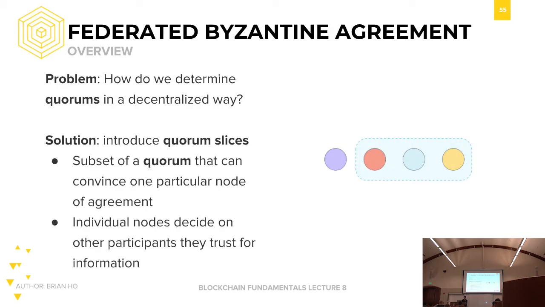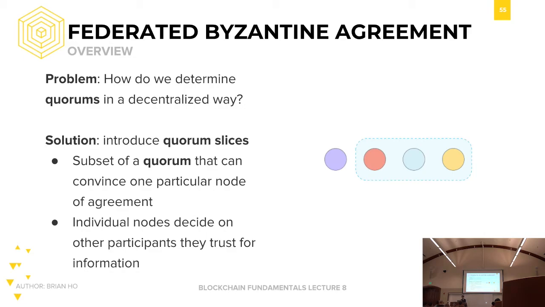And so we come to this idea of Federated Byzantine agreement, where we ask how we determine quorums in a decentralized way. I'm not particularly a fan of deciding on this quorum or agreeing just with the majority right off the bat. I want to trust the people that I want to trust. So we introduce this idea of quorum slices, which is a subset of a quorum that can convince one particular node of agreement. Individual nodes, such as me, can decide I only want to trust these 2 people or these 3 people before my opinion is changed.